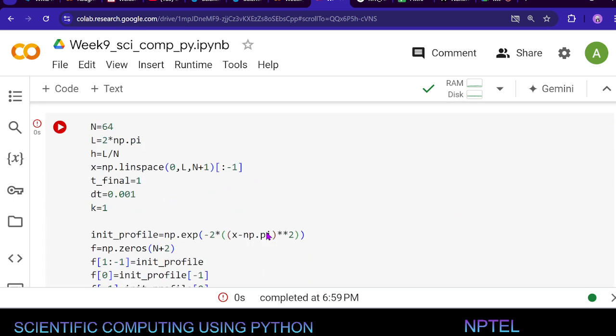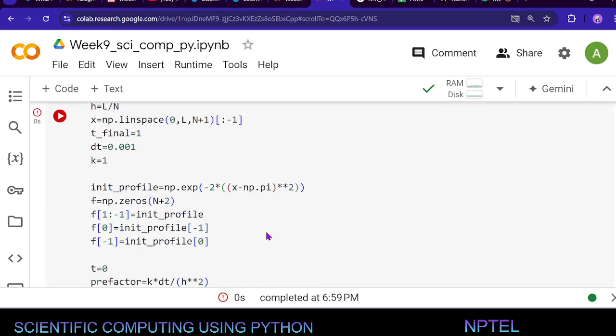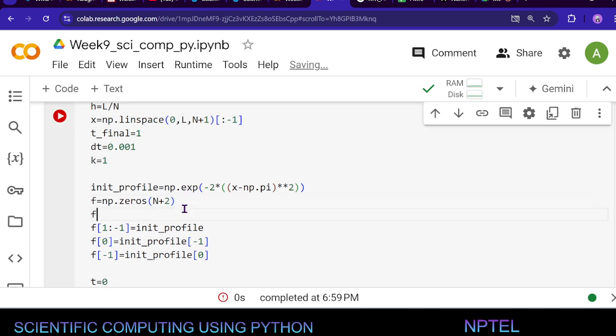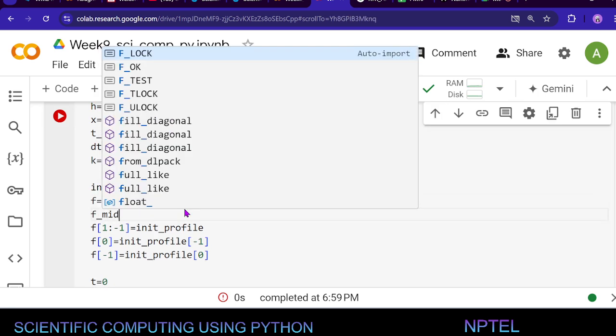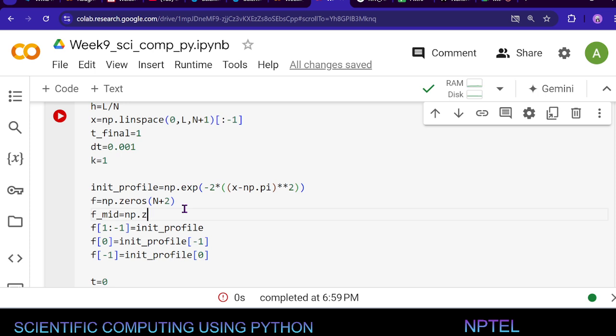What's the issue? Have I defined f mid? Oh, I haven't defined f mid. So f mid is also going to be zeros of n plus 2.